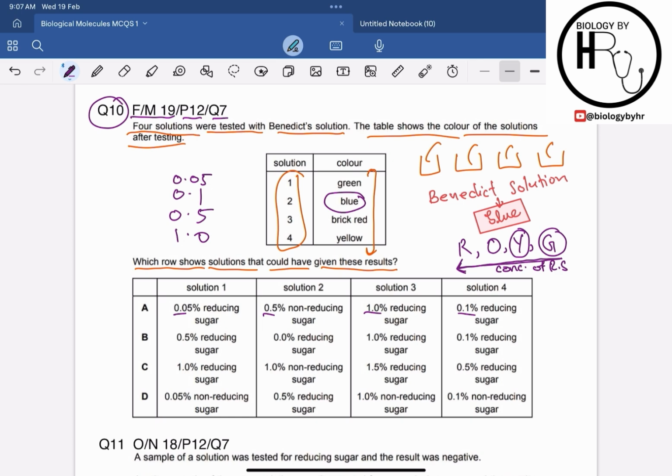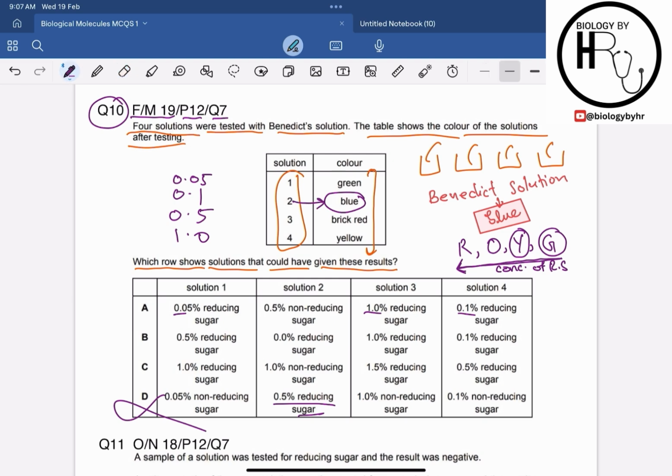So you cannot say that 0.5% reducing sugar. No, we will simply eliminate option D. Yes, non-reducing sugar can be there, right? We can say that yes, non-reducing sugar or 0.00% of the reducing sugar is present. We can consider these three options if I talk about the solution 2 only.